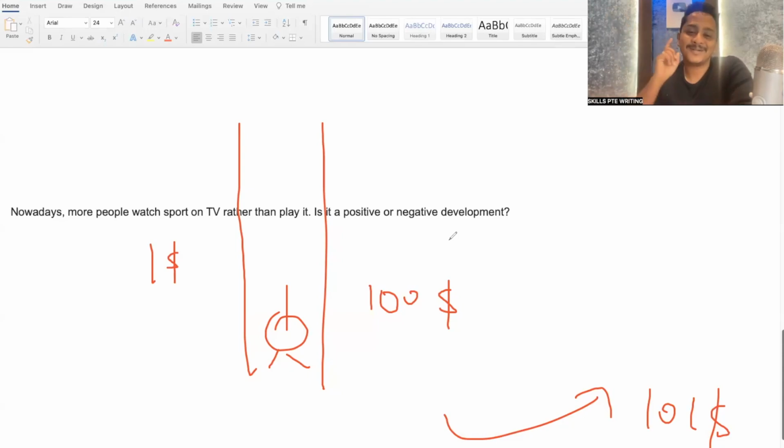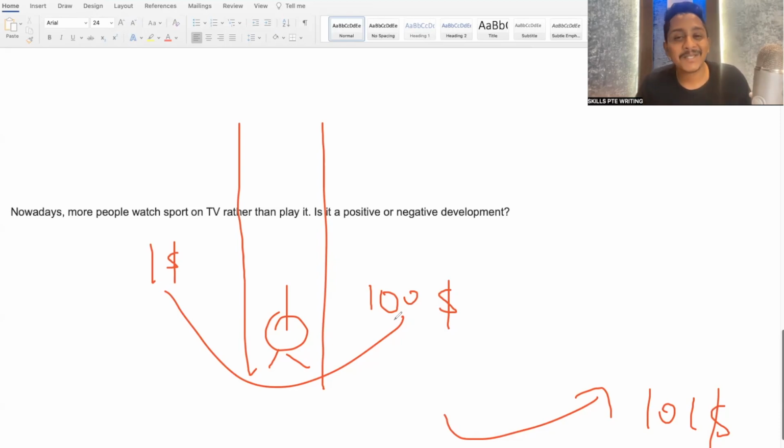You are at a gift shop. You want to buy that. But you want $101. You don't have any money and you are walking here, $1 here, $100 here. Which one do you pick? You pick both. Isn't it? You pick both.